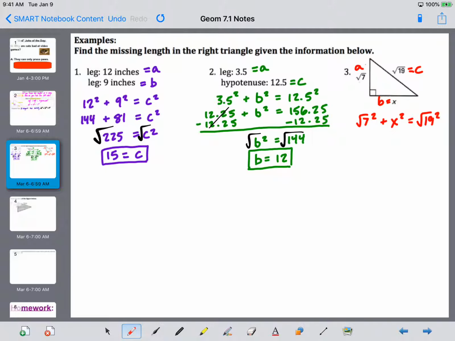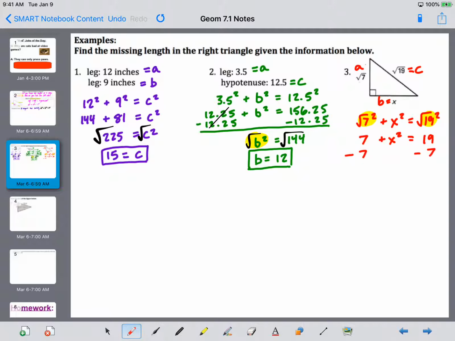Now you don't really need to plug the square root of 7 squared into a calculator, because remember, to get b by itself, we square rooted b squared, and those canceled out, so we ended up with just our answer of b equals 12. The same idea applies here. If you square root 7 and then you square it, that's going to undo, and you're just going to end up with 7. So 7 plus x squared. Same idea with this 19. If you square root 19 and then you square it, you're just undoing those two, and you end back up with 19.